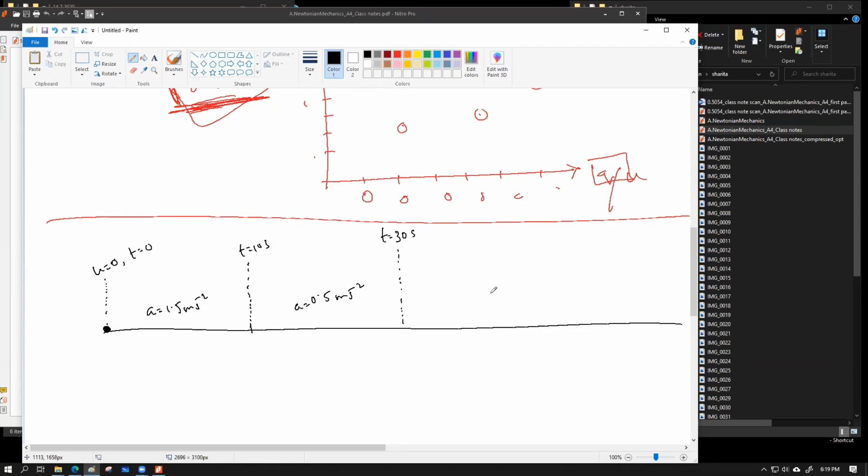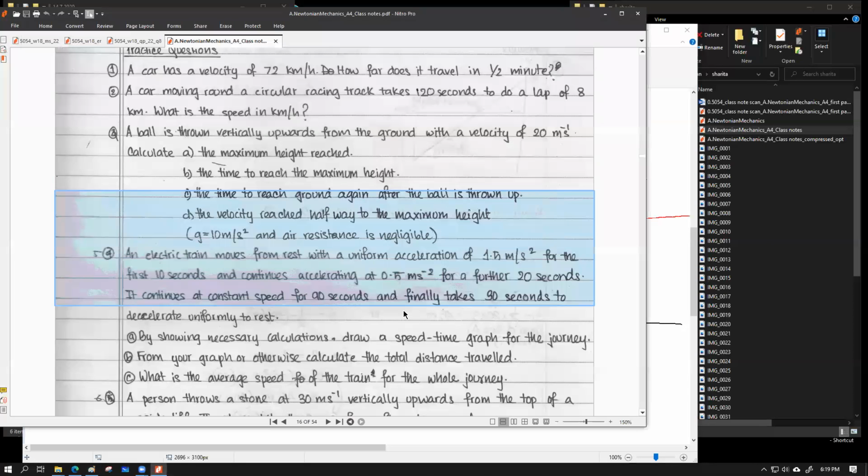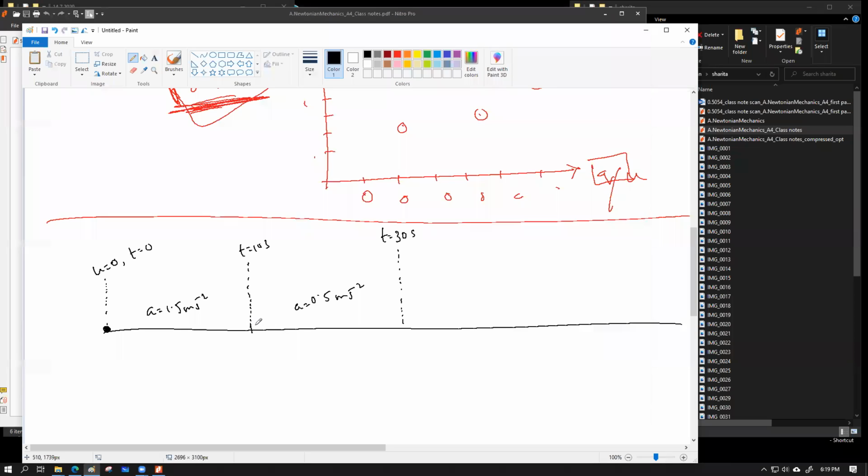What happens from this point further? Beyond this point, it says that it continues at a constant speed for 90 seconds and finally takes 30 seconds to decelerate uniformly to rest. So from this point we're going to have a uniform velocity. That would mean acceleration goes to what? 0. And that continues for a time frame of how much? 90. So it should be 120 seconds. Beautiful. This duration is 90 seconds, and then it decelerates.